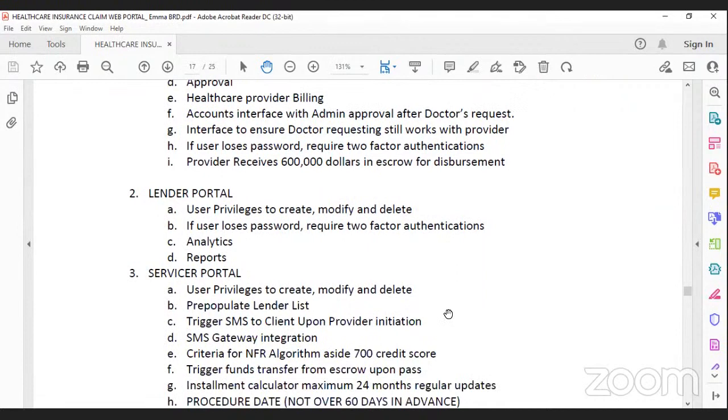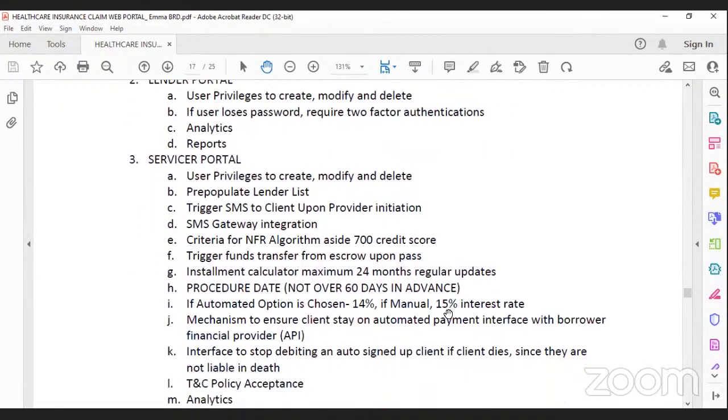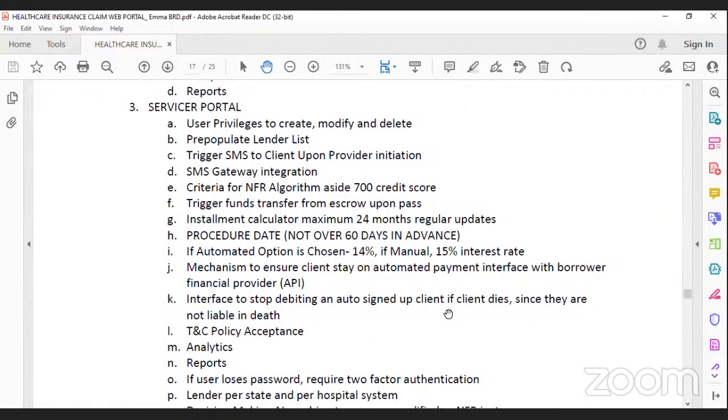Lender portal. A lender portal will also give privileges to create, modify, delete. If you lose your password, you can require 2FA, analytics, reports. Servicer portal will help the user create, modify, delete. The servicer portal will pre-populate the lender list. It will also trigger SMS to clients upon provider initiation. So when the provider makes the initial request, an SMS is triggered by the servicer portal to the borrower, and then the SMS gateway integration, criteria for NFR algorithm aside from the 700 credit score.